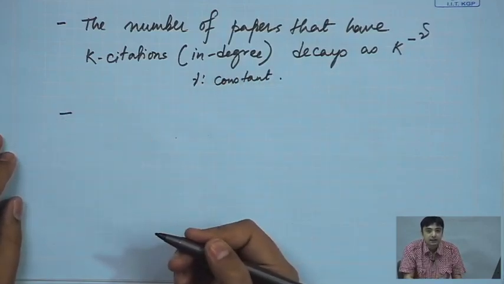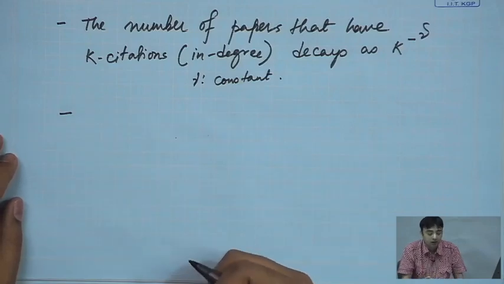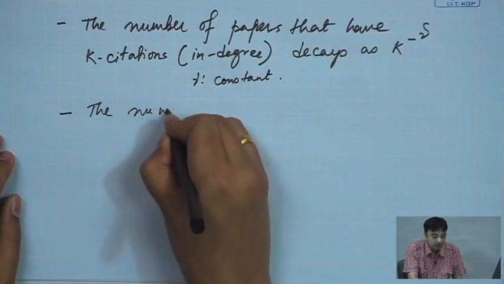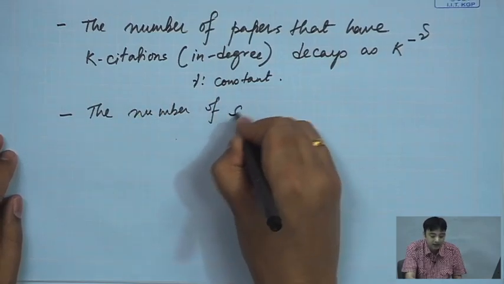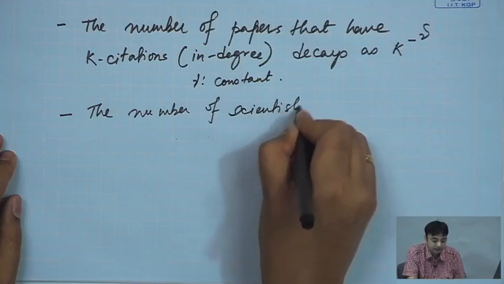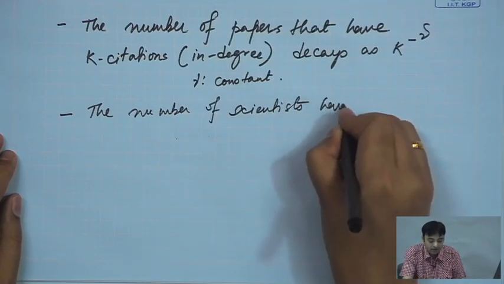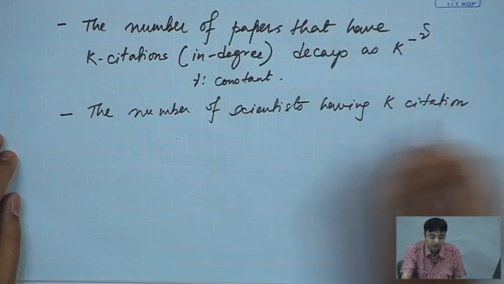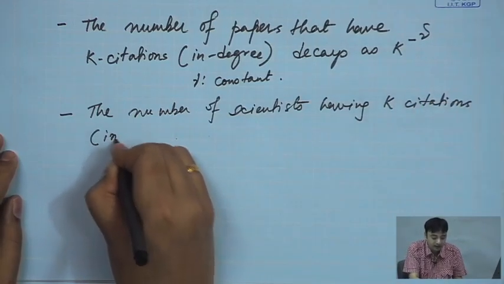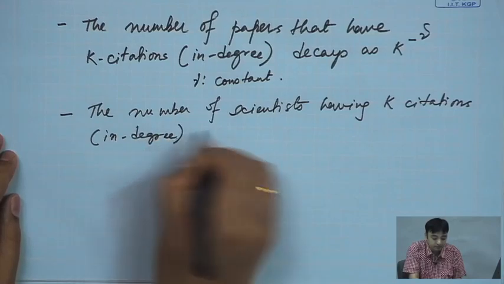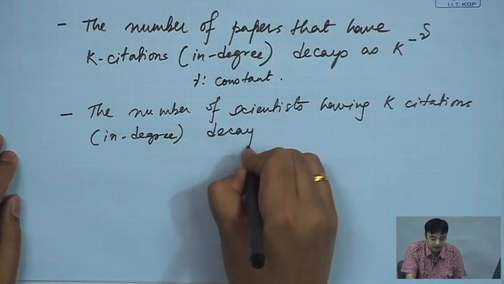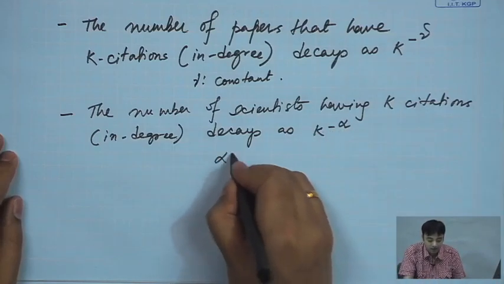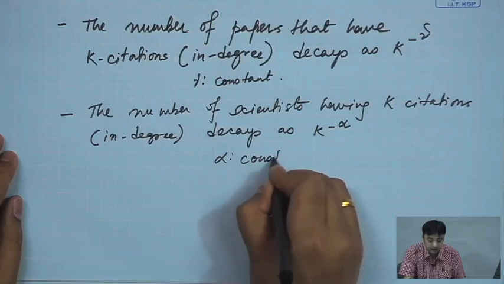You can also translate this in the context of the author citation network. So, basically the number of scientists having k citations, again in degree, decays as k to the power minus some other constant alpha, where alpha is, as I already said, a constant.